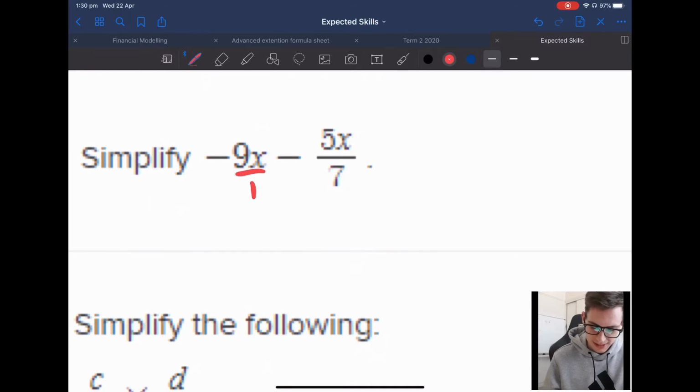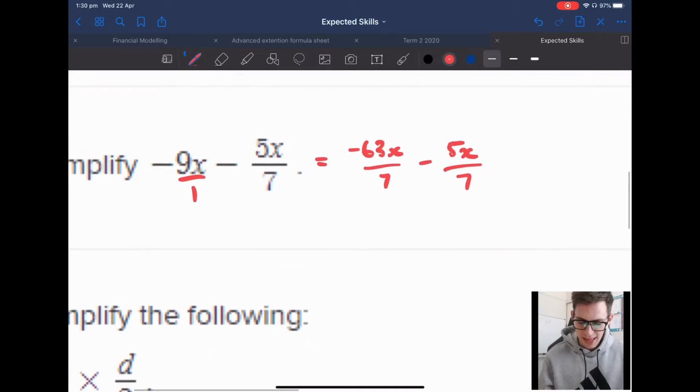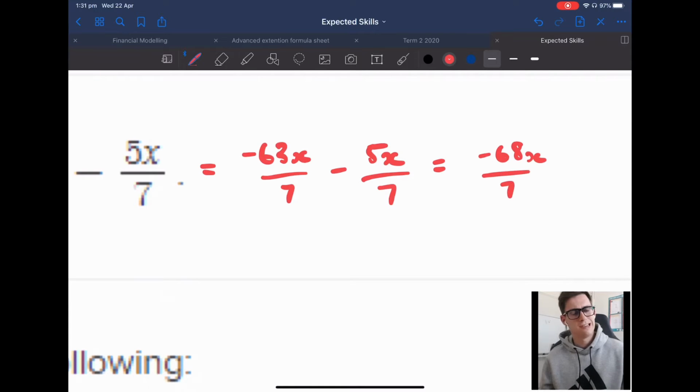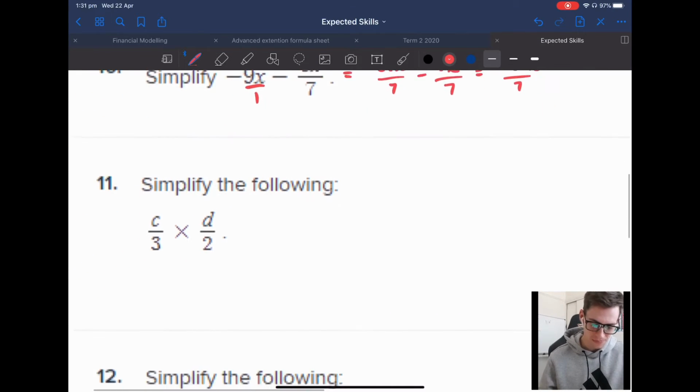If I times the top by 7, I'm going to get negative 63x over 7. And remember, I didn't need to touch that right side at all. Now that I've got it like this, 63, take away 5 more, should get you negative 68x over 7. And then I don't think 7 goes into 68. I may be wrong there. But again, we're just trying to simplify numbers if they go in. If you're not sure, you could type that into a calculator.